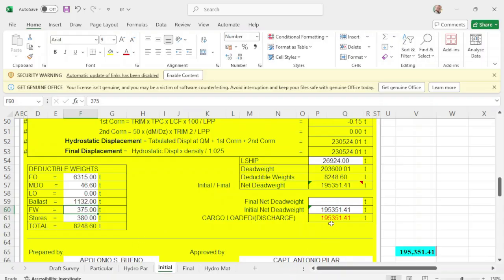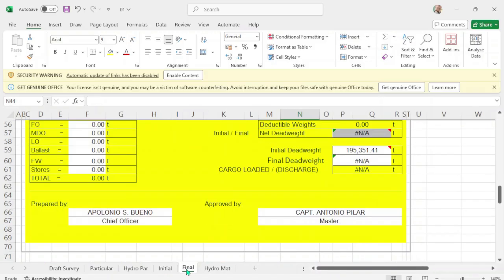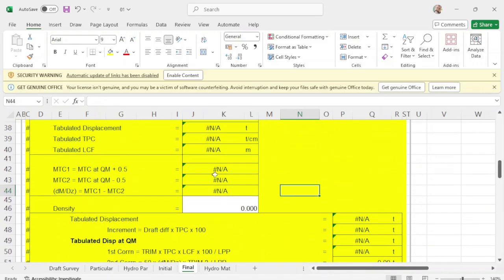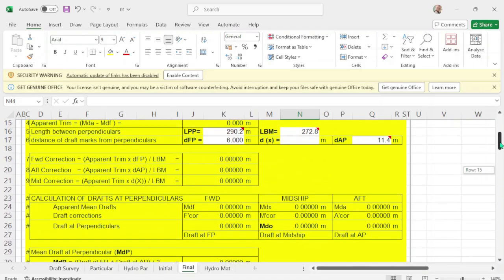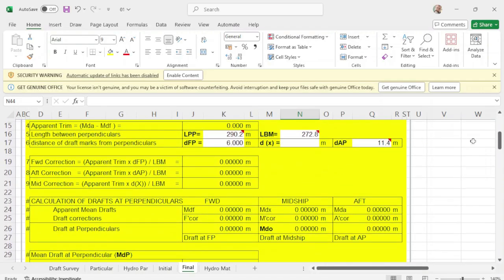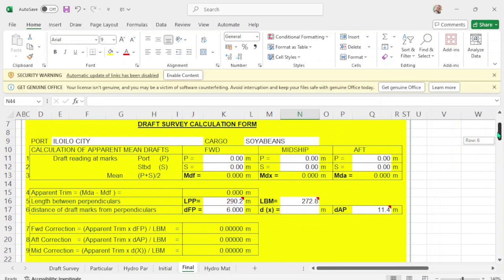Then now the cargo is the same, 19535141. Okay, so this is now the initial. We go now to the final. Take note that the final is nothing here. Then we put the draft. But take note, when you make your draft survey, first you put your LPP, your LBM, your forward correction and up correction. Okay. Then we put now the draft.